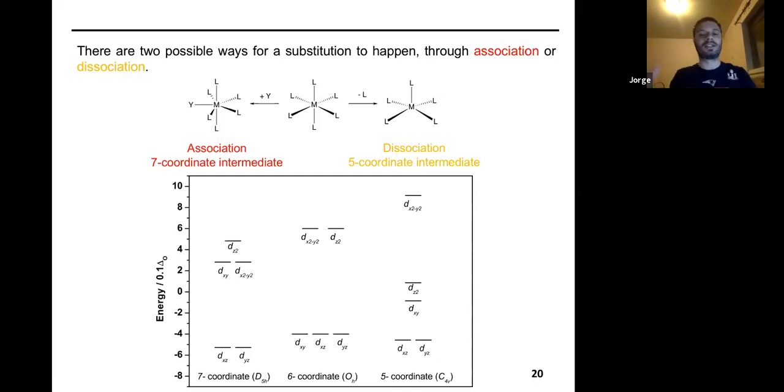This stability, or the energy of each system, will be determined by the ligand field stabilization energy. And just for comparison, the units of the energy are divided by 0.1 of the delta O, so we can compare the three different geometries.